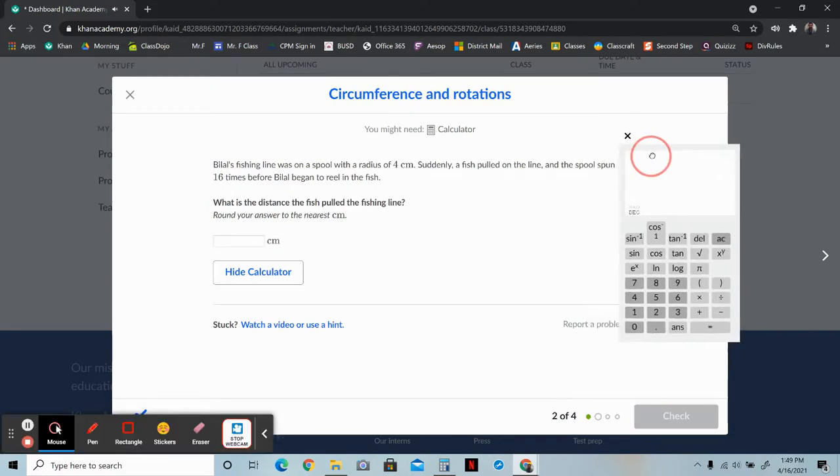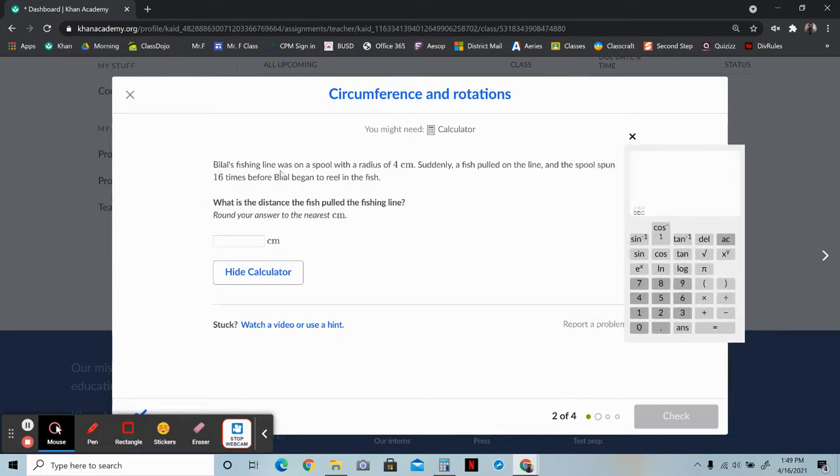This one says, Bile's fishing line was on a spool with a radius of 4 centimeters. Suddenly a fish pulled on the line. The spool spun 16 times before Bile began to reel in the fish. What is the distance the fish pulled the fishing line? So once again, the full circumference is happening 16 times, so the distance is 16 times the circumference.